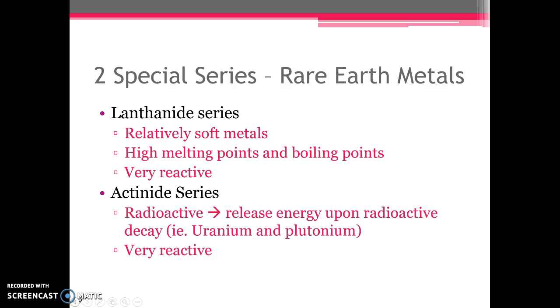At the very bottom of the periodic table, we have two special series called the rare earth metals or the inner transition metals. The lanthanide series are reactive soft metals. They have high melting points and boiling points and are very reactive. This is your 4f row. The actinide series are radioactive and release energy upon radioactive decay. For example, uranium and plutonium. They're also very reactive. This would be your 5f period.